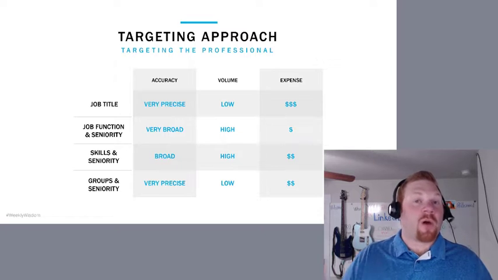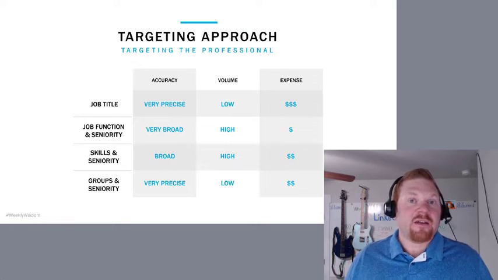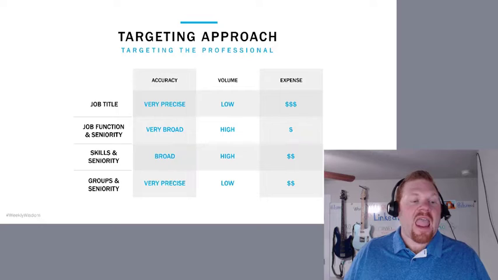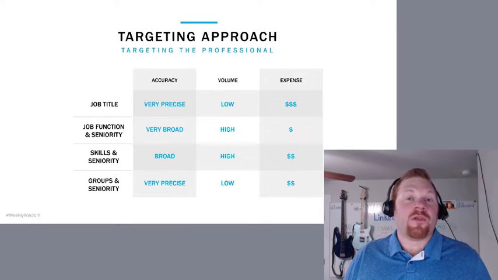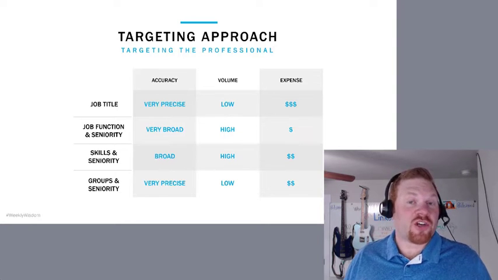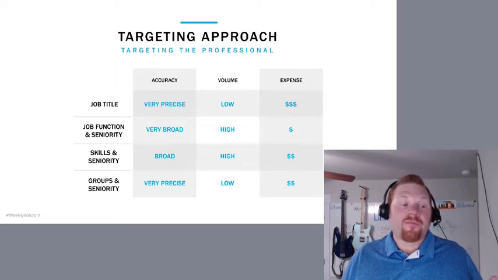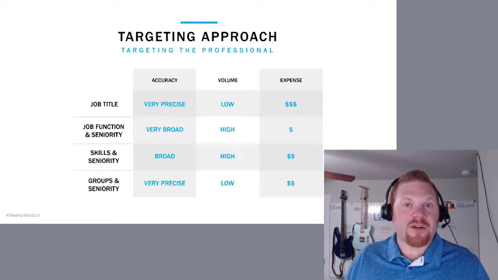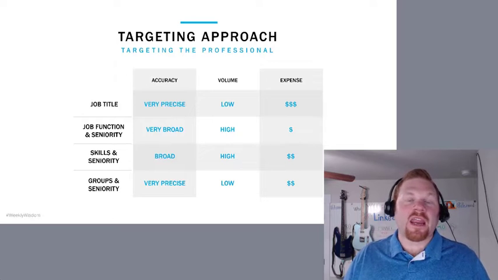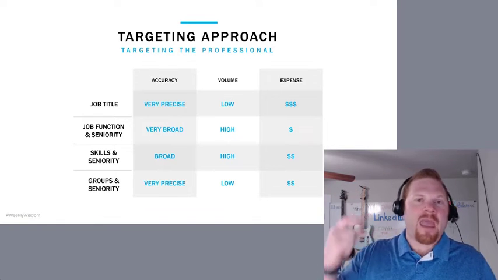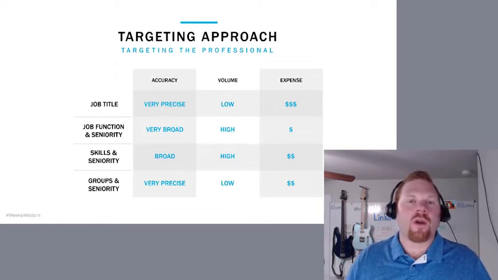So this is the most broad and it's the cheapest because it's so broad. And also because it's so broad, you'll have really high volumes. So those of you who are big spenders on LinkedIn, you'll probably want to use job function and seniority a lot. Now, to break it down for you, job function is like the department that someone sits in, and then seniority is their level of seniority, whether they're manager, director, VP, C-level, or whatever.